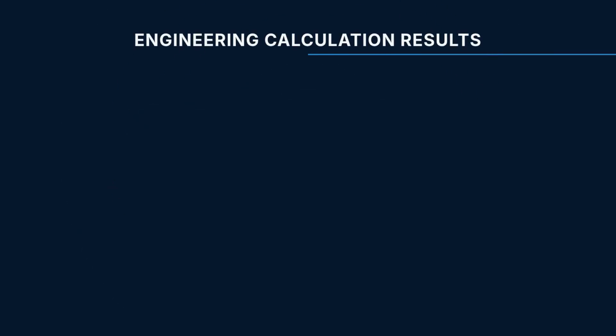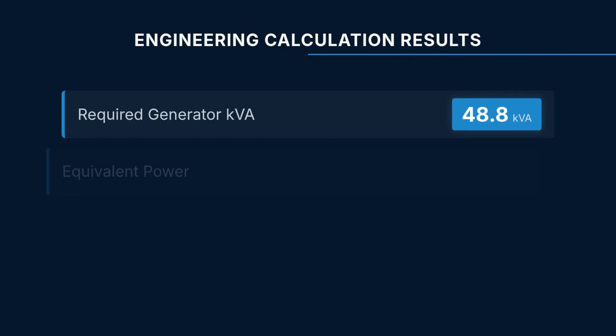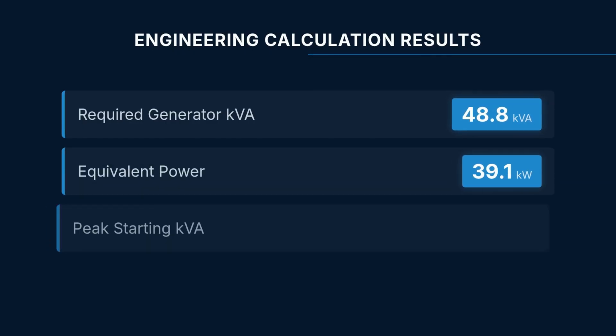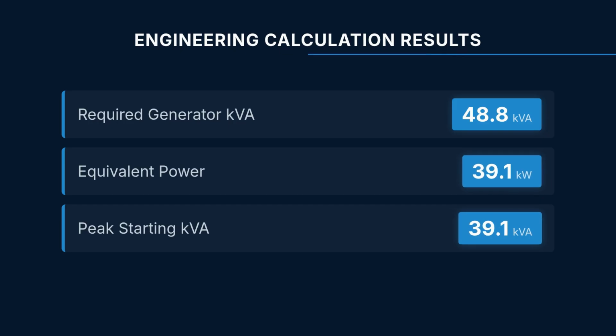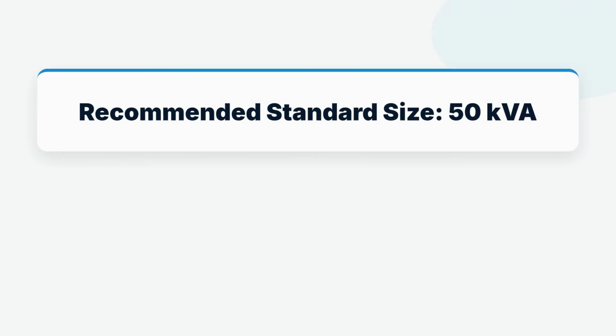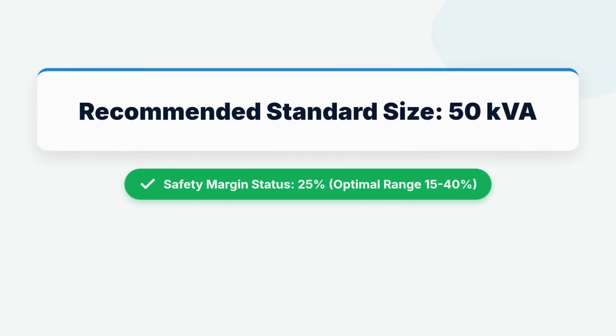The required generator KVA is 48.8 kVA. The equivalent power shows 39.1 kilowatts. Peak starting KVA is also 39.1 kVA. The calculator recommends a standard size of 50 kVA generator.